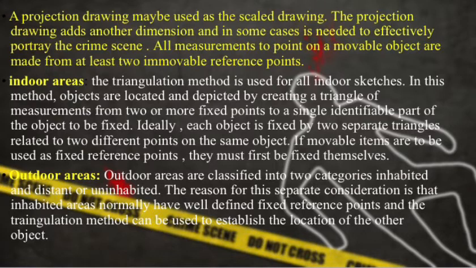All measurements to a point on a movable object are made from at least two immovable reference points. So ibig sabihin, mahalaga yung measurement scale natin at dapat may 2 reference tayo in every object, kasi para matiyak natin na yung object ay di mag-iba yung motion at mag-iba yung positioning kung saan siya nakalagay sa ating crime scene.